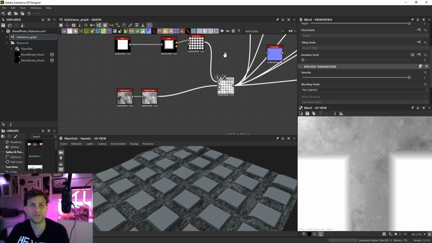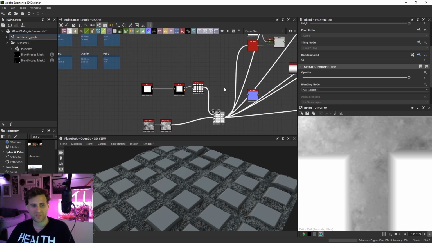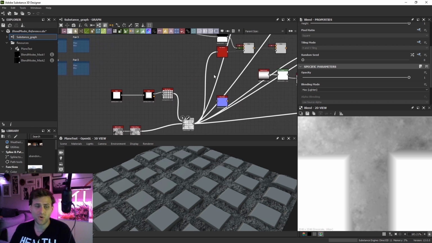So that's an overview of how all those blend modes work at a base level. And hopefully enough examples to get you guys thinking about it. I hope that's helpful. These are sort of the core of how a lot of stuff in Substance Designer works, and it makes sense to understand how they work.